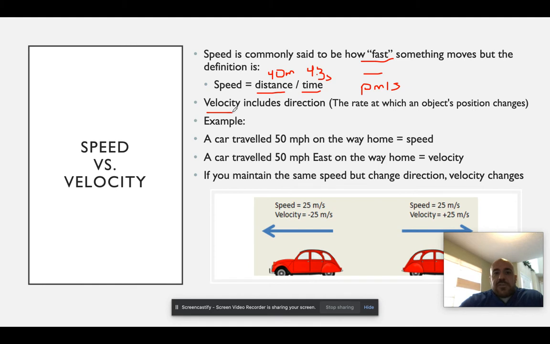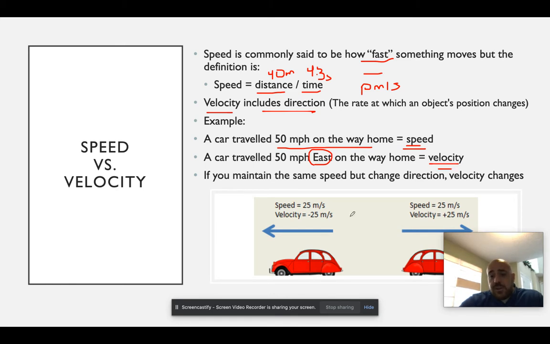Velocity. A lot of people just say velocity and speed are the same thing. They're how fast something goes, which is almost true, but velocity includes direction, kind of like displacement does. An example would be a car traveled 50 miles per hour on the way home. Well, that just tells you the speed, 50 miles every hour. If I said the same sentence but added one word, east, a car traveled 50 miles per hour east on the way home, now that's describing the velocity because velocity includes direction.